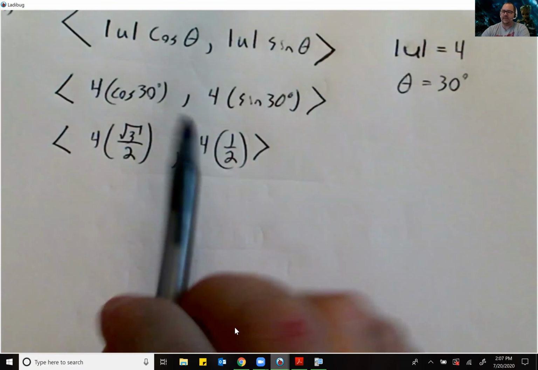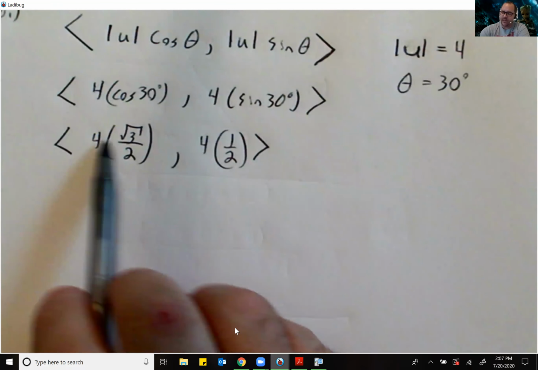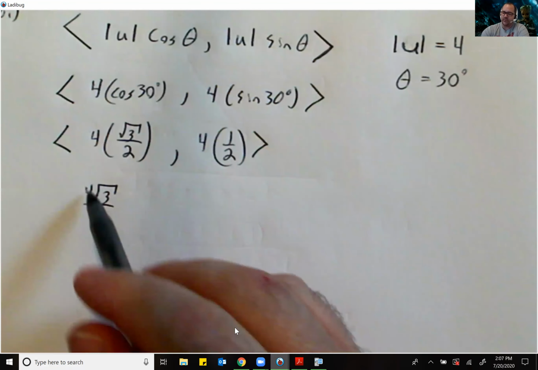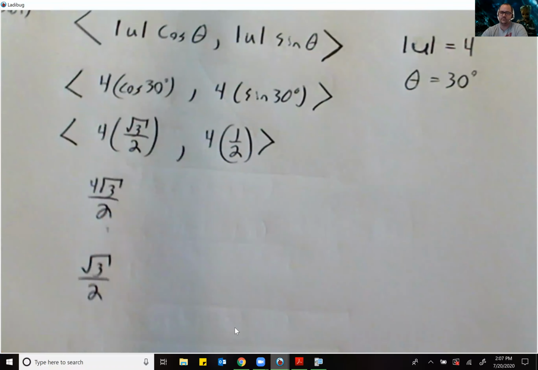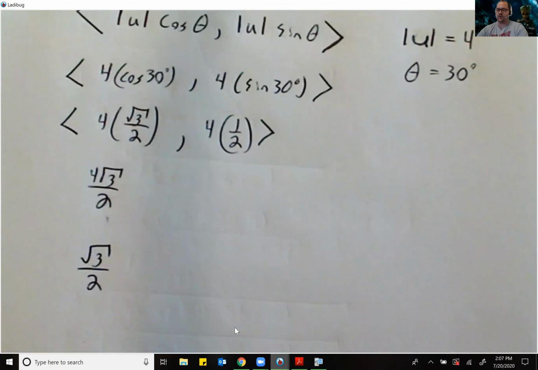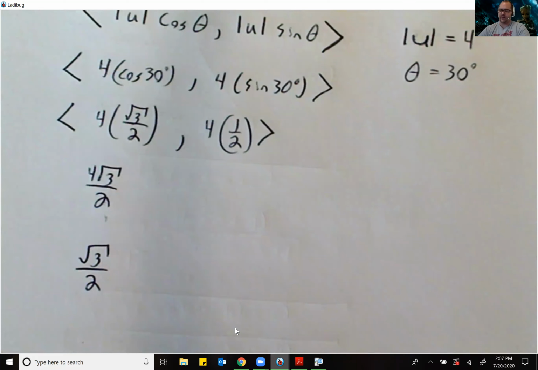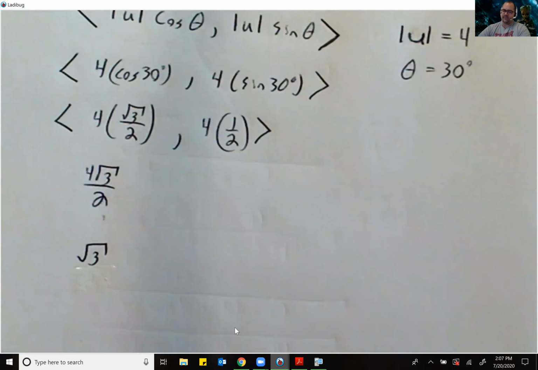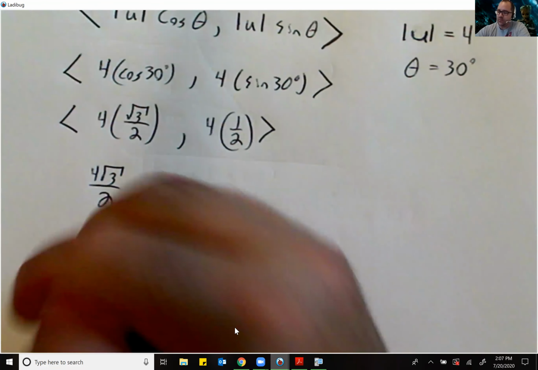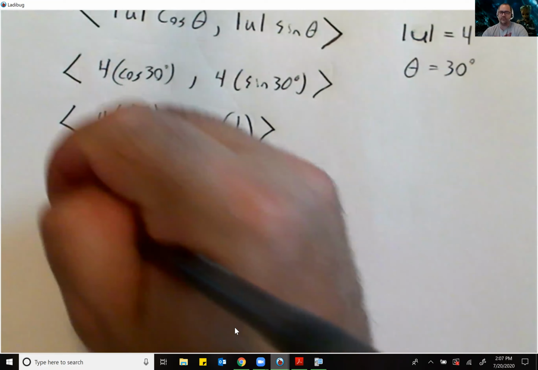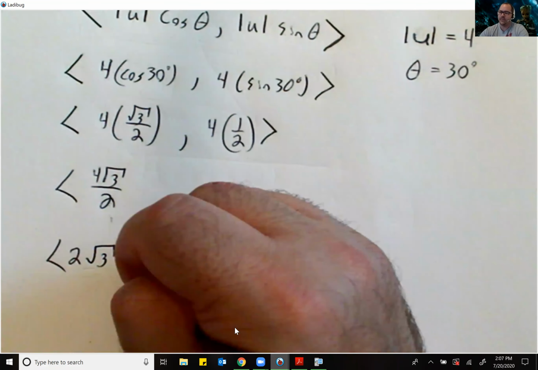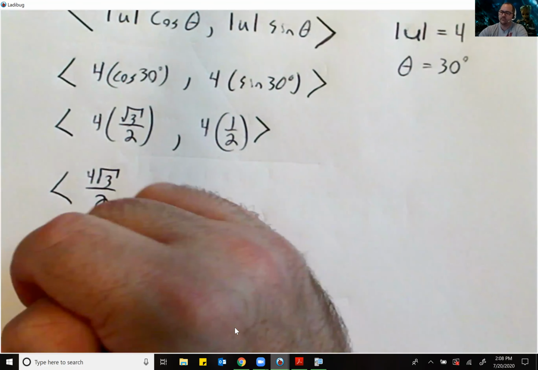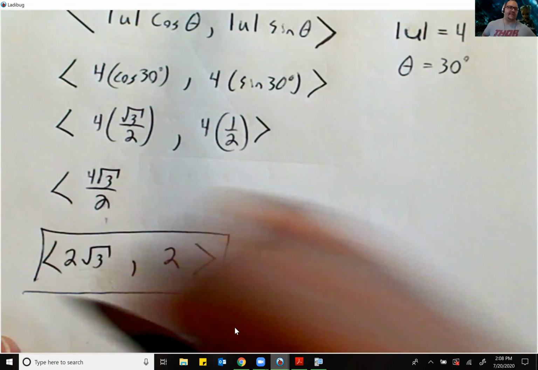So when we multiply this, you end up with 4 square roots of 3 over 2. Or sorry, no, sorry. 4 over 2 just reduces down to the number 2 square roots of 3. No denominator. It actually cancels out. 2 square roots of 3, comma, half of 4 is 2. And that's what they're after. That's our vector.